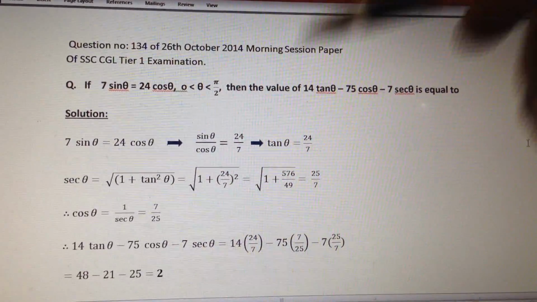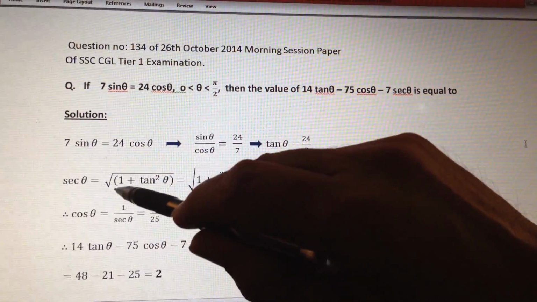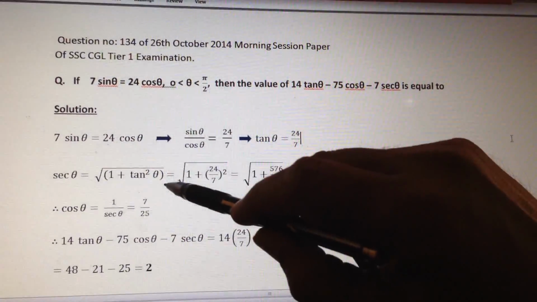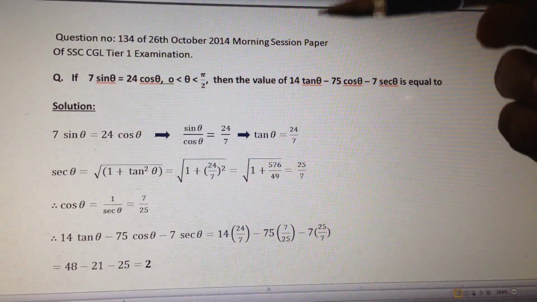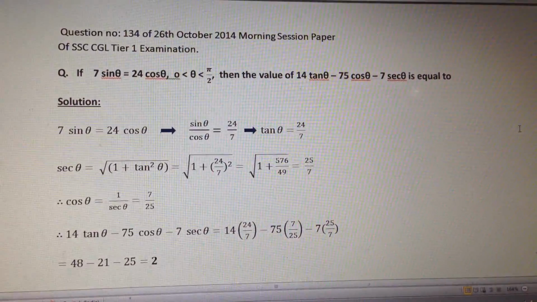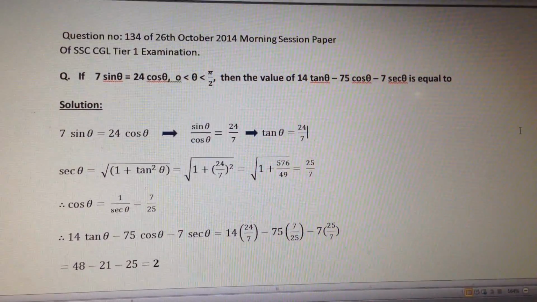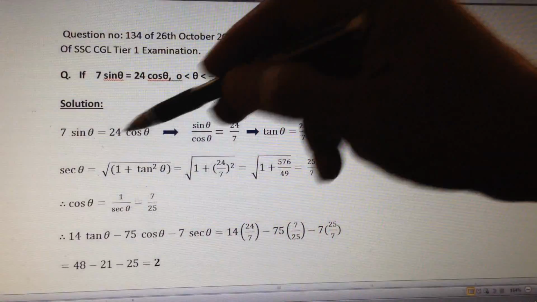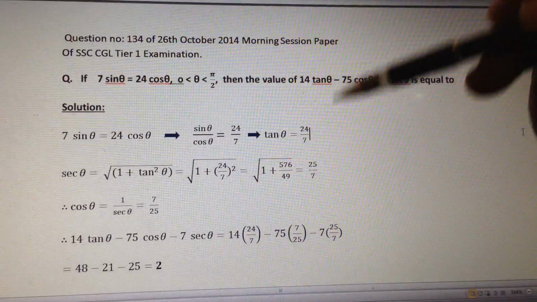Okay, 1 plus tan square theta is equal to secant square theta. Therefore, secant theta is equal to square root of 1 plus tan square theta. Let us substitute the value of tan theta here, which is equal to square root of 1 plus (24 by 7) whole square. On simplification, which is 25 by 7. So secant theta is equal to 25 by 7. Now cos theta is equal to 1 by secant theta, which is equal to 7 by 25.